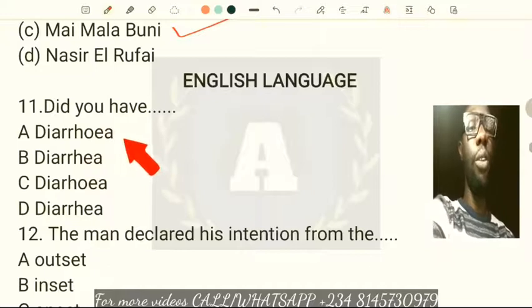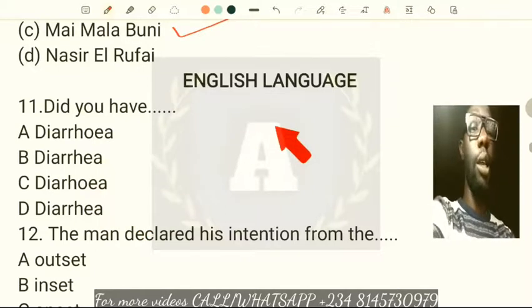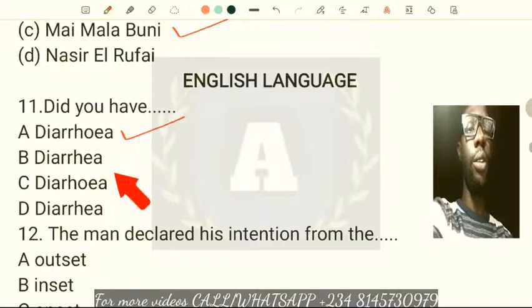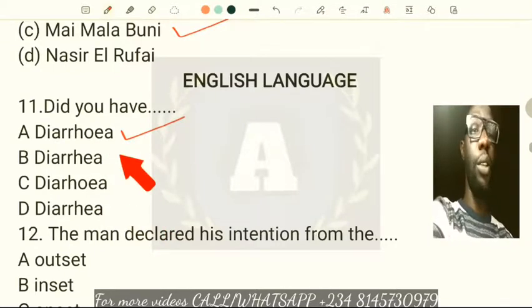Now the spelling of diarrhea, you have diarrhea, and diarrhea. Now the answer to this question is the first option, diarrhea. Okay, that's a medical term, a disease anyway.